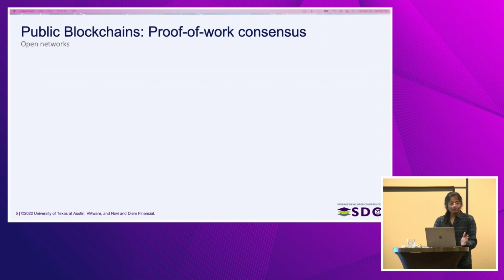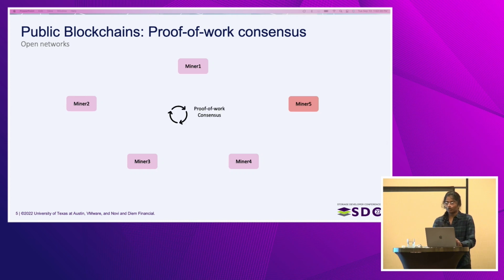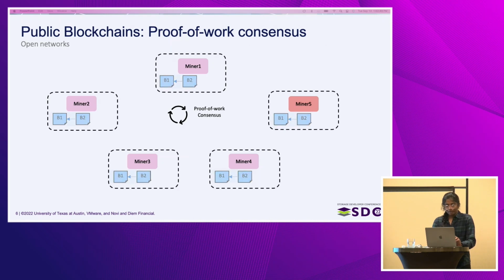Now, public blockchains have open networks, as in they allow any server to join the blockchain network and start processing user transactions. This also means that at times, miners can be malicious. Therefore, public blockchains like Bitcoin and Ethereum employ consensus protocols like proof of work. With proof of work, miners compete to create the next block.